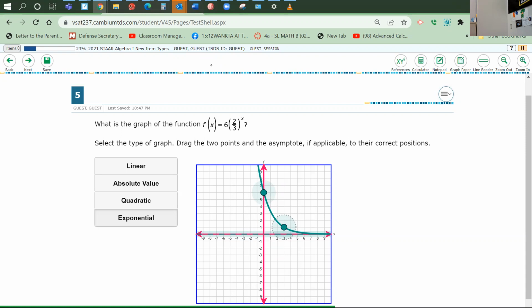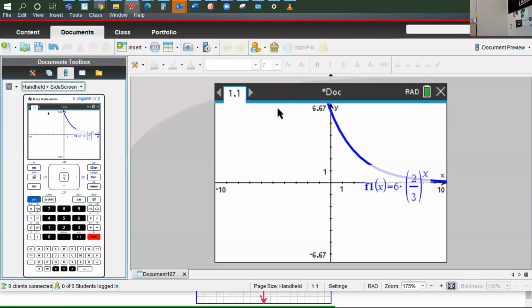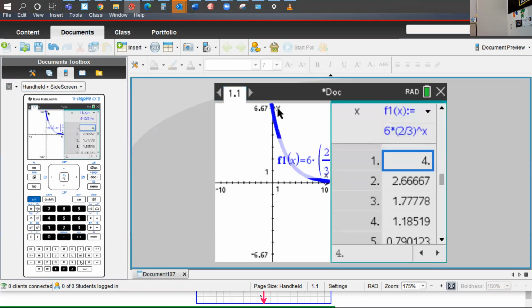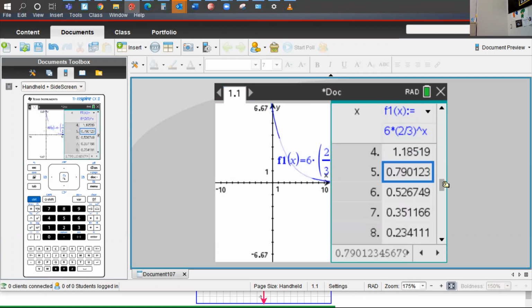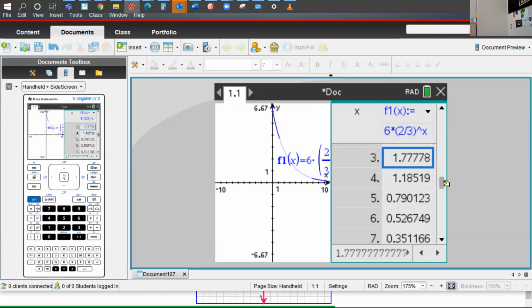Well, go back to where you graphed it. You've got to make sure, go back to where you graphed it. Let's press table. Let's see all the points. Control T. Okay, so these are all my points. So I can see, when x is 5, am I on the right one?